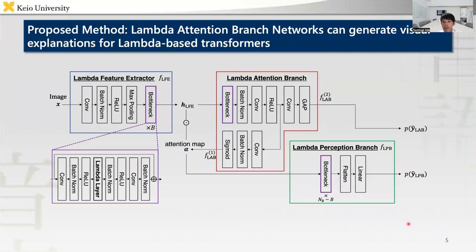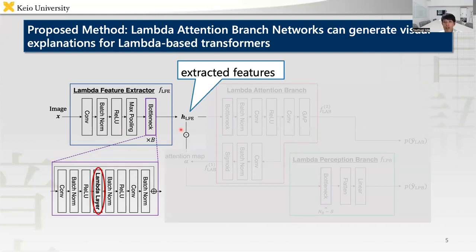Next, I will introduce the novelty of this paper. In this paper, we propose the Lambda Attention Branch Networks, LABN, which generates visual explanations for lambda-based transformers. LABN generates clear explanations by introducing the Lambda Attention Branch, a branch structure dedicated to explanation generation. From here, I will explain each of the modules.